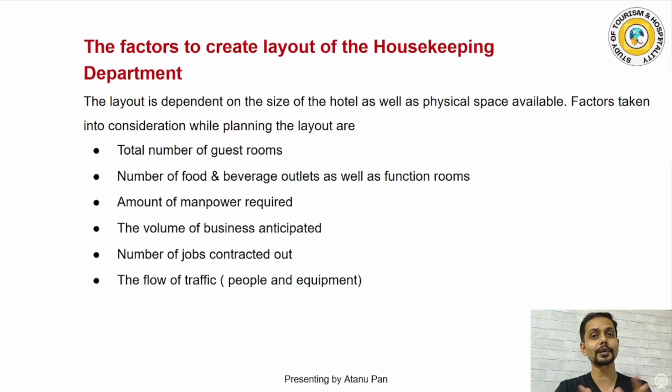So for that, what is the process? There are big trolleys. The trolleys have to be loaded, and the GRA will take those trolleys through the service elevator to their own floors. So definitely that is equipment, and the traffic is also required. These are the different factors or points which are required to be considered while planning the housekeeping department.